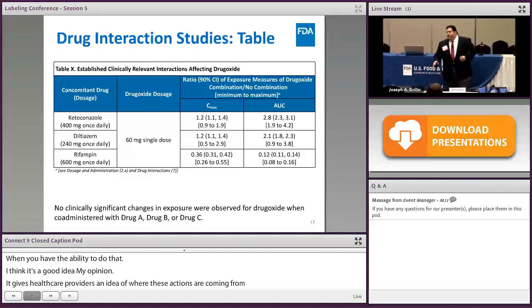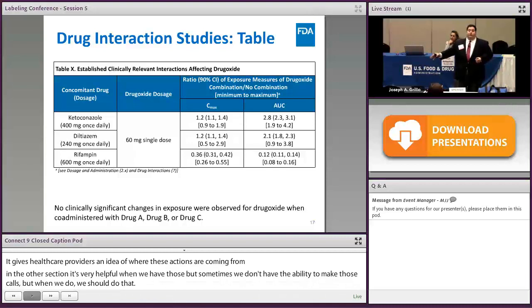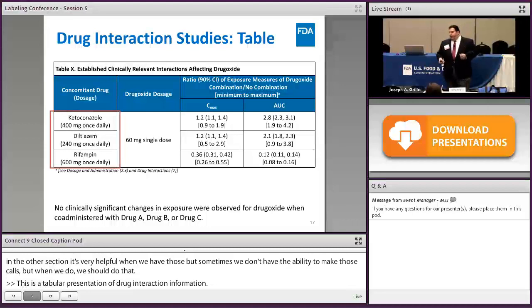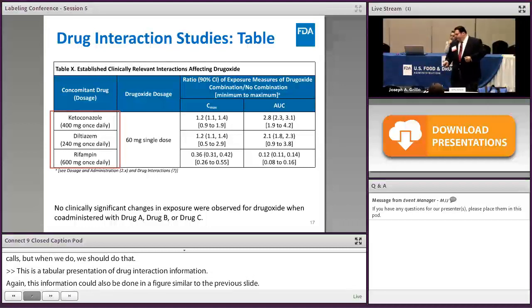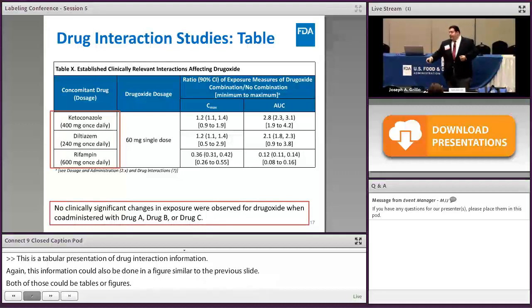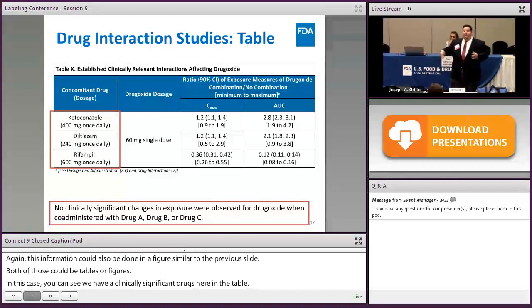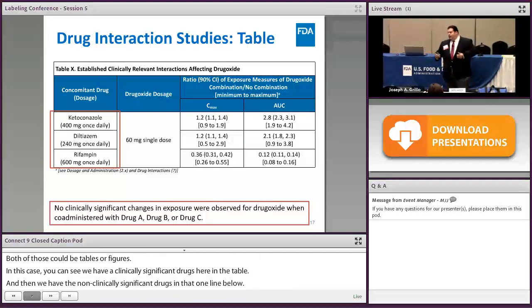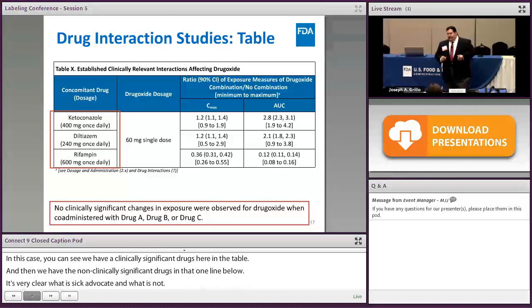So this is a tabular presentation of drug interaction information. Again, this information could also be done in a figure similar to the previous slide. So both of those could be either tables or figures. And in this case, you can see we have the clinically significant drugs here in the table, and then we have the non-clinically significant drugs in that one line down below. So it's very clear what's significant and what's not. We provide the extra detail in the table. We don't provide much information for the non-significant ones.